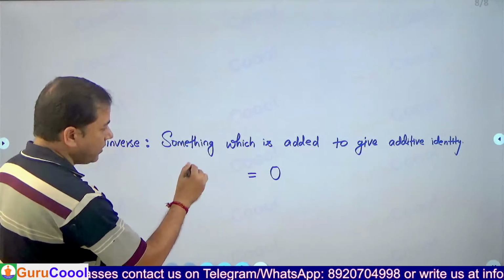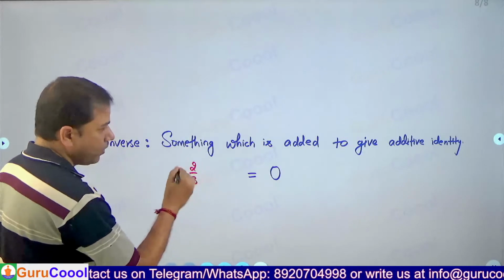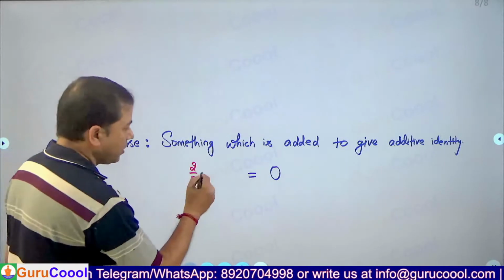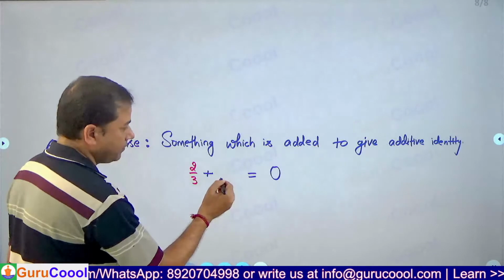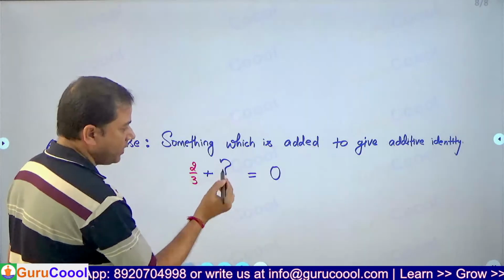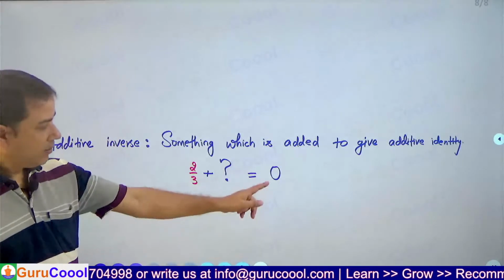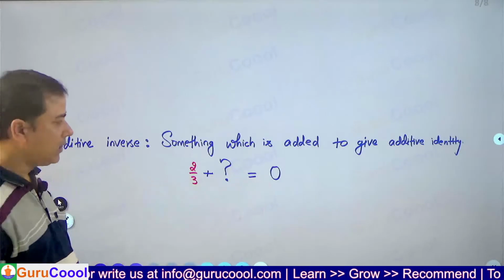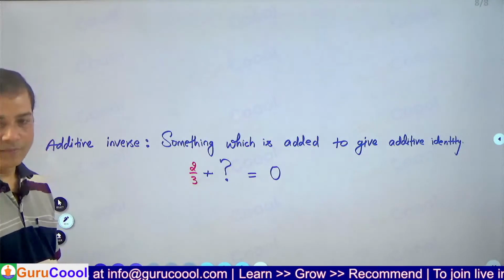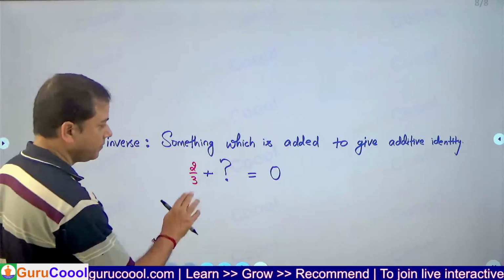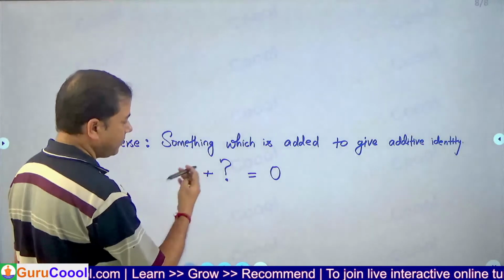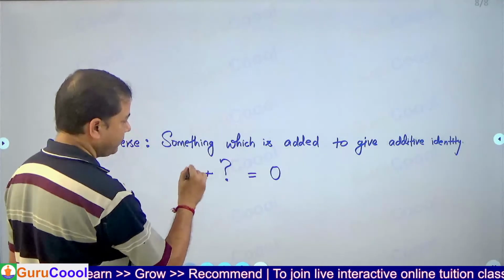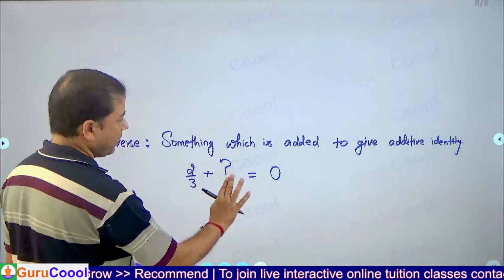Suppose we have 2 by 3. What do you think should be added here so that the result is additive identity? Sir, minus 2 by 3. Negative, right? Minus 2 by 3. Yes, sir. So that is negative.